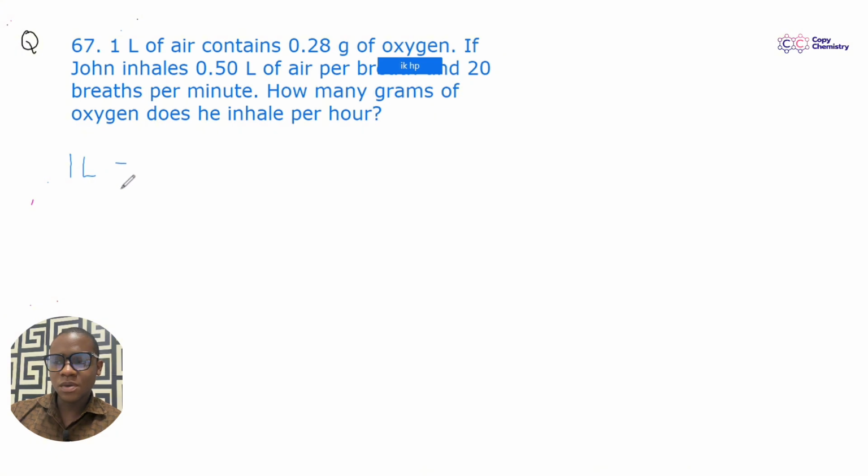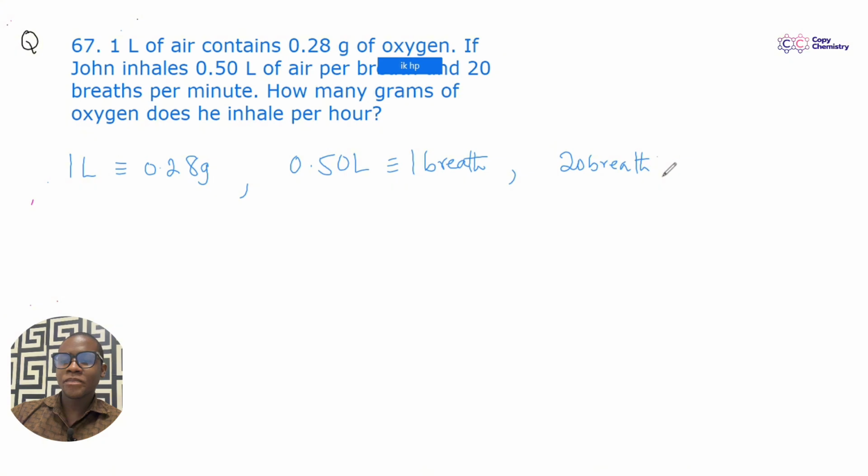1 liter is equivalent to 0.28 grams of oxygen. Now, John inhales 0.5 liter of air per breath, so I can write 0.50 liter is equivalent to 1 breath. Then what else can I write? 20 breaths per minute. So 20 breaths is equivalent to 1 minute. That's how much he inhales per minute.